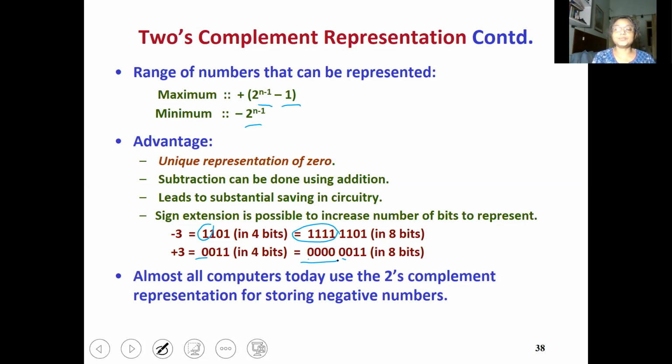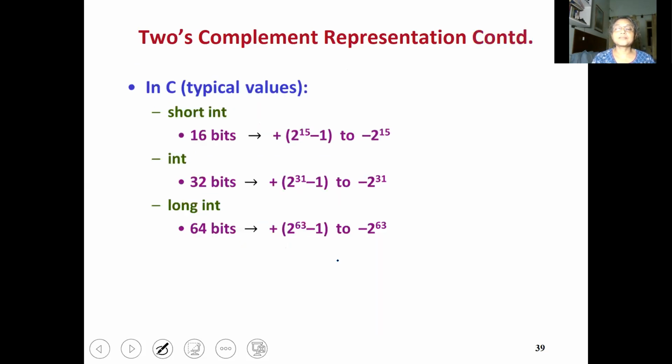Almost all computers today use the 2's complement representation for storing negative numbers. In most C compilers, the typical values, which can vary from compiler to compiler, are: short int is 2 bytes, that's 16 bits, and it can store numbers whose largest is 2 to the power 15 minus 1 and smallest is minus 2 to the power 15. Int is 32 bits, which can store the largest number, plus 2 to the power 31 minus 1, and the smallest number, minus 2 to the power 31.